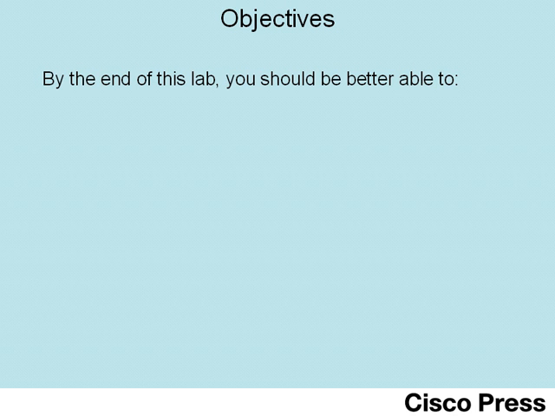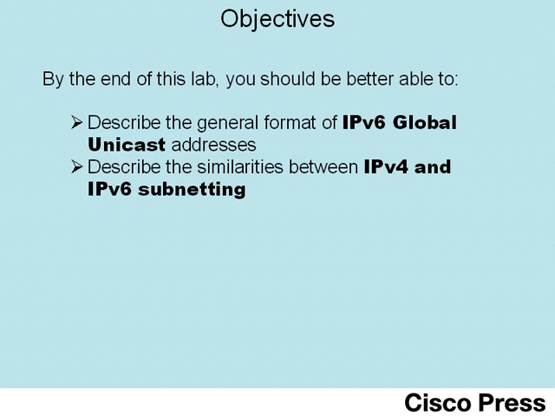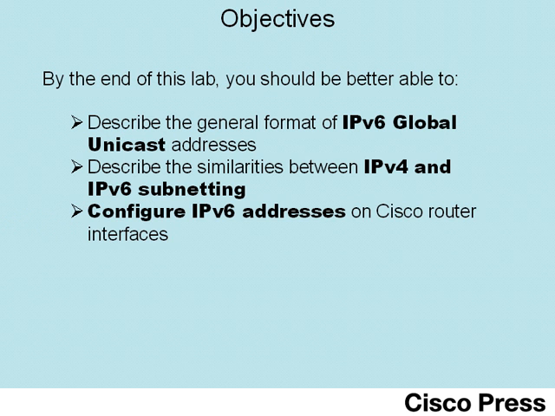This lab has three main objectives. By viewing this lab, you should be better able to describe the format of a type of IPv6 address called IPv6 Global Unicast addresses. You should also be better able to describe the similarities between IP version 4 and IP version 6 subnetting. Finally, you'll learn how to configure IP version 6 addresses on Cisco router interfaces.